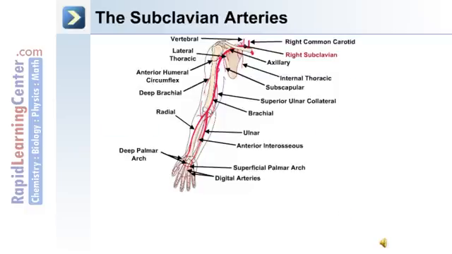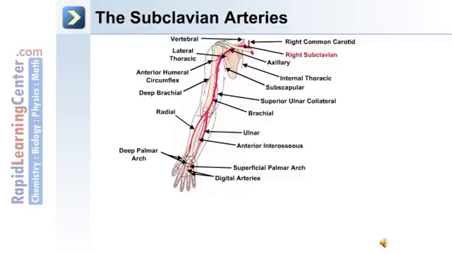This image depicts the arteries that supply the upper limb. Blood is brought into the upper limb through the right subclavian on the right side of the body. This gives rise to the axillary artery and eventually the brachial artery. Around the shoulder region, the lateral thoracic artery, the subscapular artery, and the anterior humeral circumflex artery branch off.